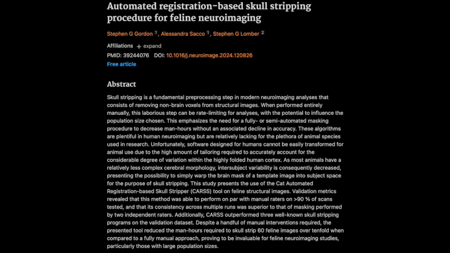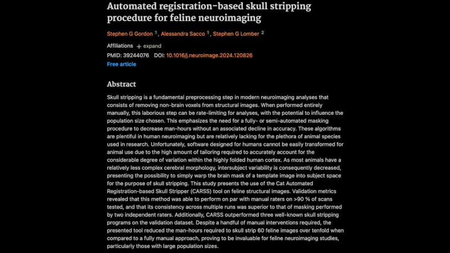Exactly. CARS opens up the possibility of studying brain conditions in cats on a much larger scale. And remember how we talked about those big studies being crucial for reliable results? That's where this technology can make a real difference. It's like finally having a telescope powerful enough to see those distant galaxies we could only dream of before. What kind of neurological conditions are we talking about here? What could CARS help us understand better?